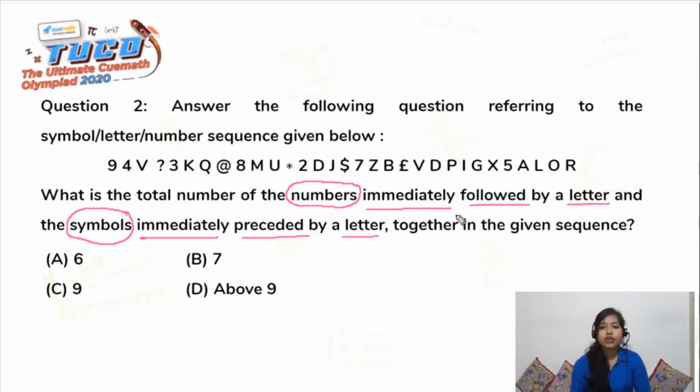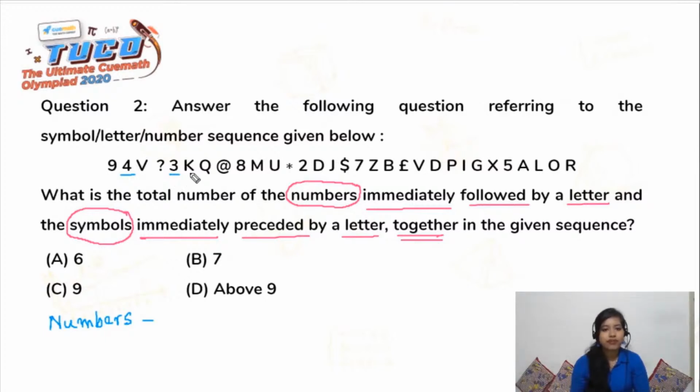Okay. And you have to add up these two to count how many such numbers and symbols are present with us. Okay. So first, let's do this separately. Let's just analyze for numbers. So when we do it for numbers, what are we supposed to check? They are immediately being followed by a letter. So let's mark all the numbers that are being followed by a letter. We have a 9, but 9 is not being followed by a letter. We have 4, which is being followed by a letter.